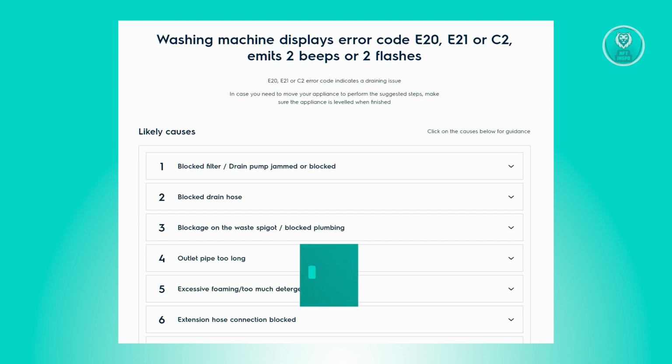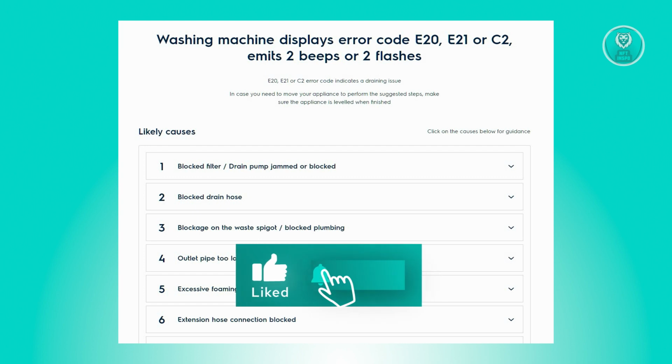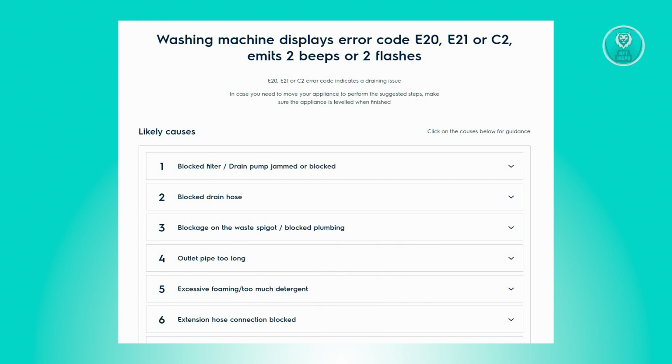Now, number 3, check the drain pump filter. Many Kenmore models feature an accessible drain pump filter, usually located behind a small door or flap near the machine's bottom front. Open this door to access the filter. Remove it either by unscrewing or pulling, and meticulously check for debris or blockages. Clean the filter thoroughly before reinstalling it.